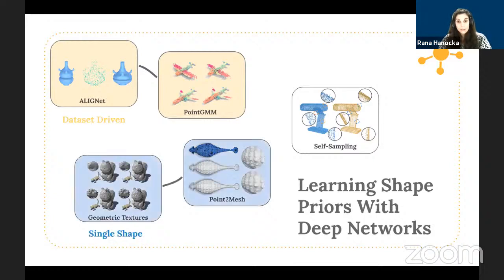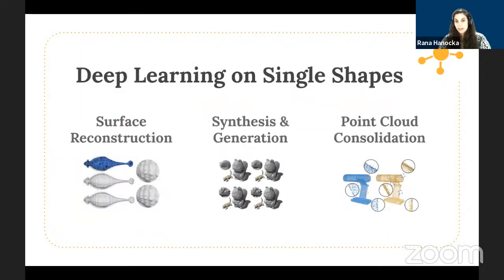But today, I'm going to be focusing on a couple works that learn from single shapes. Specifically, I want to talk about how we can leverage the representational power of deep neural networks on different problems in geometry processing, which rely on only a single given input shape. I'm really excited about this direction because it opens the doors for a lot of different possibilities when we don't have to rely on large, clean data sets.